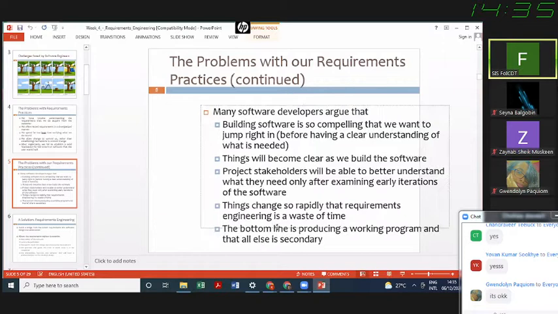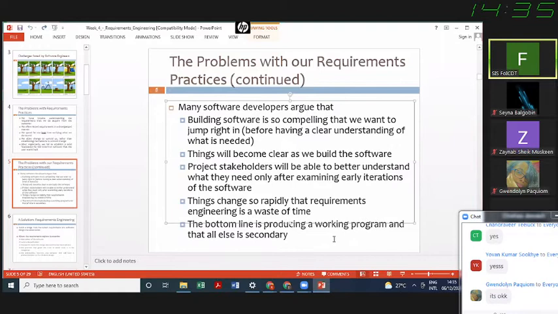Some people think that the only thing that matters is the software. For example, documentation is not important. This is not true. A working program is something that's very important, obviously. But side by side, we need to have documentation, we can have a user manual, we need to have maintenance. These are a number of important things as well.